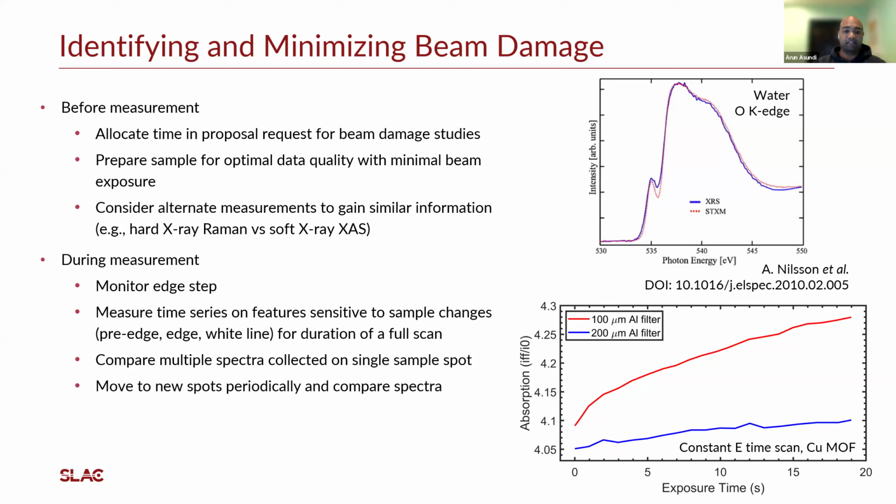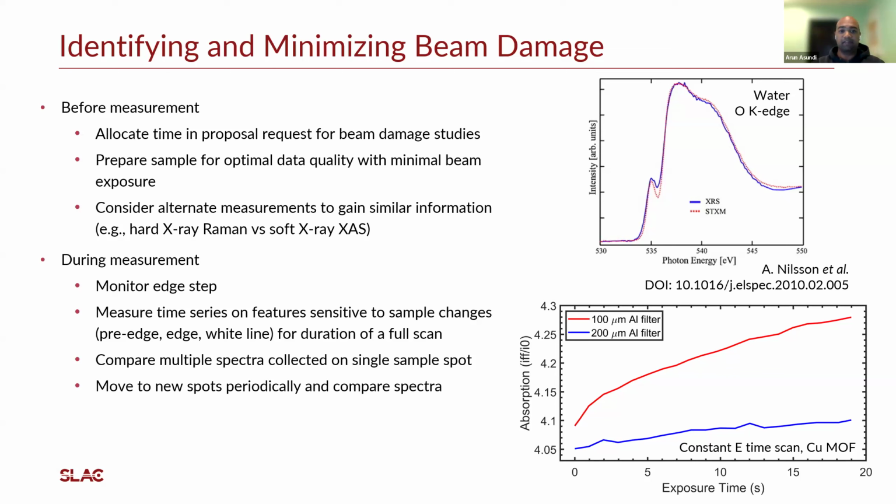The user should discuss the sample preparation with the beamline scientists so that the data can be collected without excessive sample exposure. So for example, if the sample is too dilute, the user may need to collect more scans for longer time than would have been necessary with better sample preparation. It's also worth considering alternate methods. For instance, it can be challenging to collect oxygen K-edge spectra due to the high absorption cross-section at low energies. So the user may consider hard X-ray Raman as a potential alternate technique with lower X-ray dose.